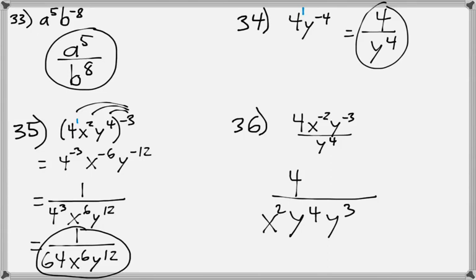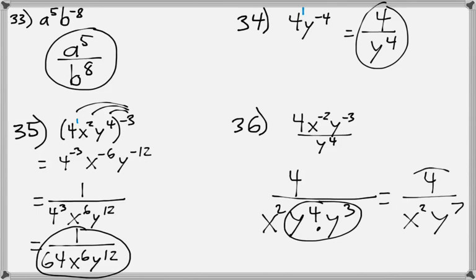And then really my last step is going to be to combine my y's, because these are like terms. So these are being multiplied down here, which means that when I combine them, it's going to be y to the 7th. And then I still want to bring over my x squared. So this would be my final answer.